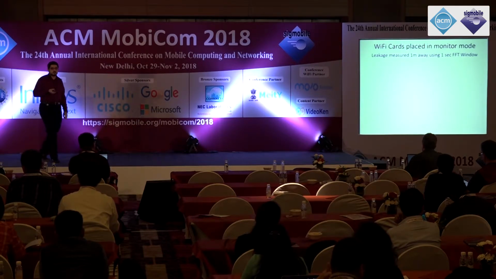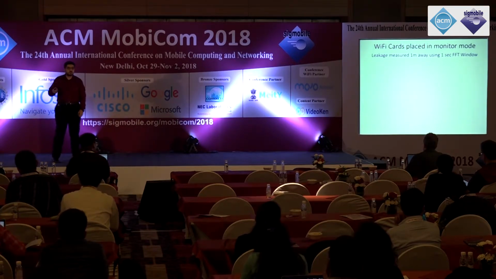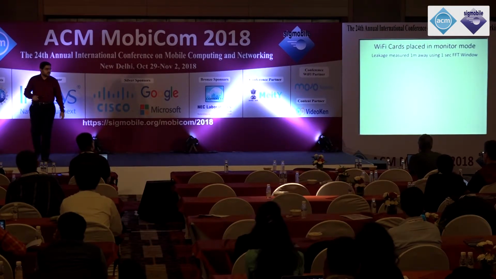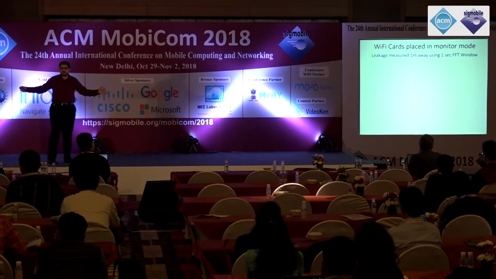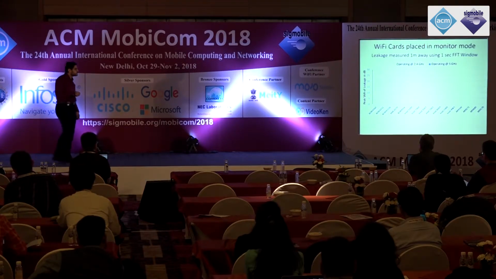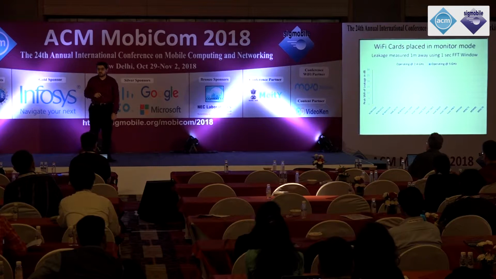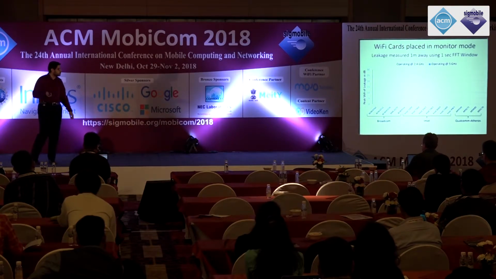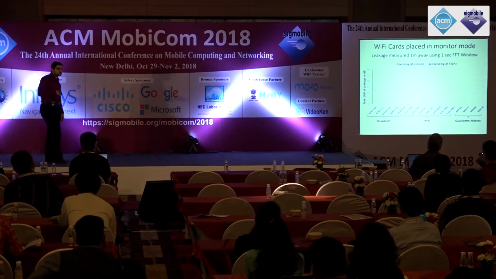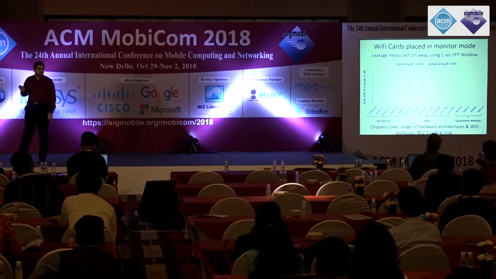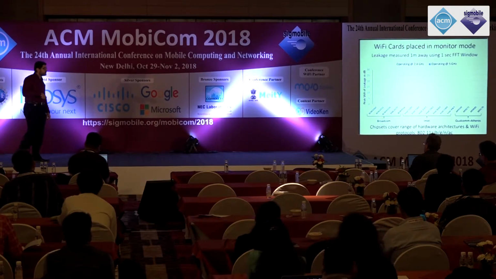What we did is we took all these Wi-Fi cards and placed them in monitor mode, so they will never transmit anything. Then we measured the leakage by taking a 1-second FFT window. On the y-axis, you have the SNR of the leakage. On the x-axis, you have the different chipsets in these Wi-Fi cards. These chipsets come from 3 manufacturers, Broadcom, Intel, and Atheros, and they cover a wide range of hardware architectures and Wi-Fi protocols from 802.11a to AC.